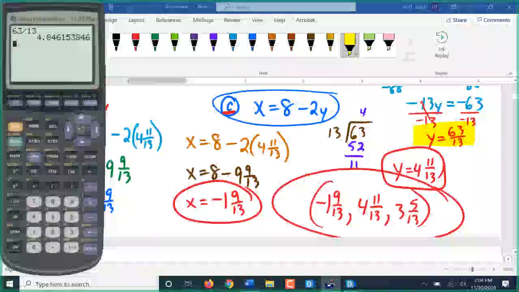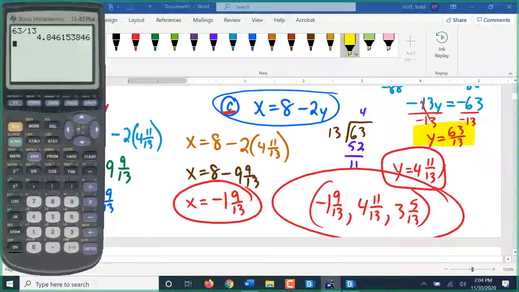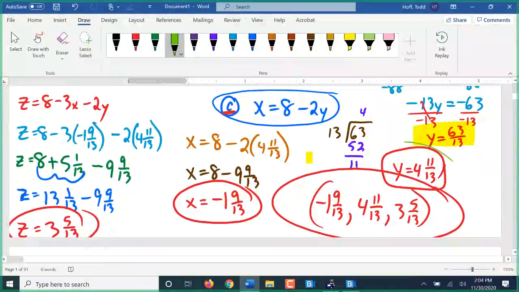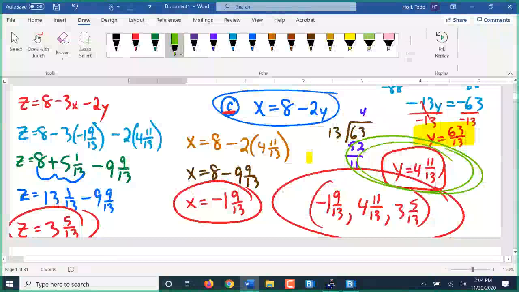If I tried to use that decimal to find x and z, they are going to be rounded off because of that. So we need to start, as uncomfortable as we might be with them, as much as we don't want to work with them, we need to start working with the fractions. So when you get something like 63 divided by 13, if it doesn't divide out evenly, treat it as just an improper fraction and reduce it down to that mixed number.